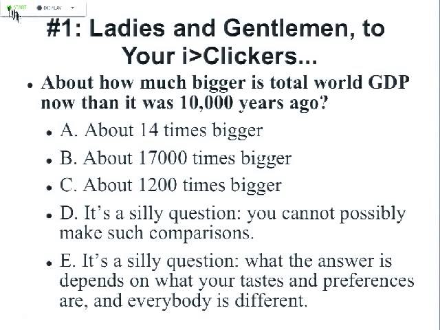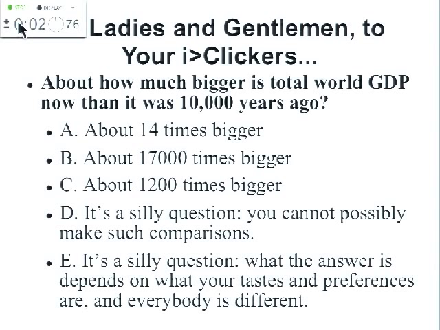About how much bigger is total world GDP now than it was 10,000 years ago? And once again, these numbers are essentially guesses. There are enormous measurement problems in even thinking about how one might calculate the change in global real GDP over 10,000 years, or what such a thing might mean. And yes, we're at 92% still. Remember it. Good. 17,000 is the thing to have in your mind for this.